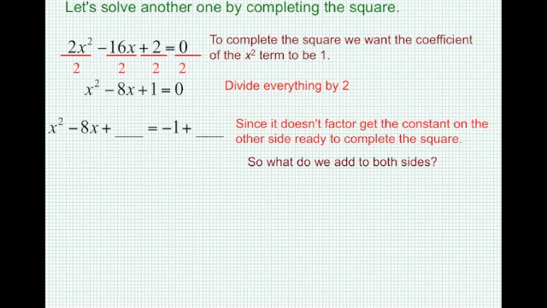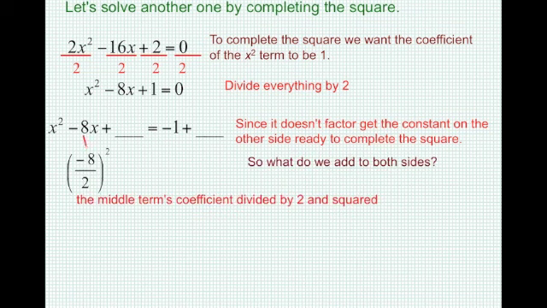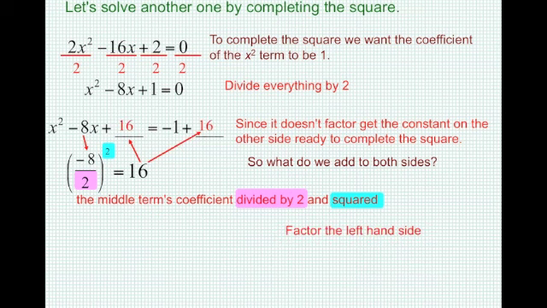So what do we add to both sides? We take our b value, our middle term's coefficient, which was negative 8, divide it by 2, and then square it. So our result is 16. That's what's going to be added to both sides. We now factor the left-hand side, which we've made into a perfect square trinomial. And we get x minus 4 times x minus 4. Notice that the number inside of the two identical factors is that b value divided by 2 before I squared it.